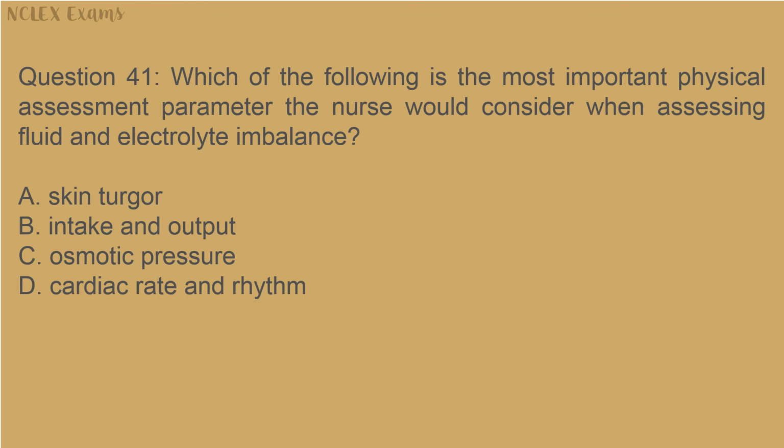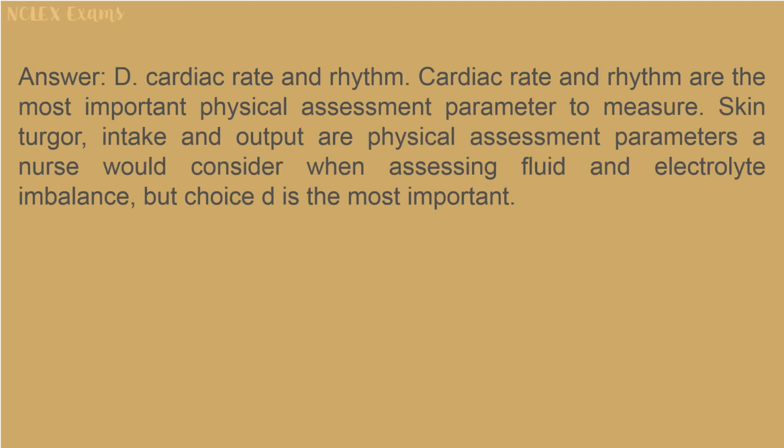Question 41. Which of the following is the most important physical assessment parameter the nurse would consider when assessing fluid and electrolyte imbalance? A. Skin turgor, B. Intake and output, C. Osmotic pressure, D. Cardiac rate and rhythm. Answer: D. Cardiac rate and rhythm are the most important physical assessment parameter to measure. Skin turgor and intake and output are physical assessment parameters a nurse would consider when assessing fluid and electrolyte imbalance, but choice D is the most important.